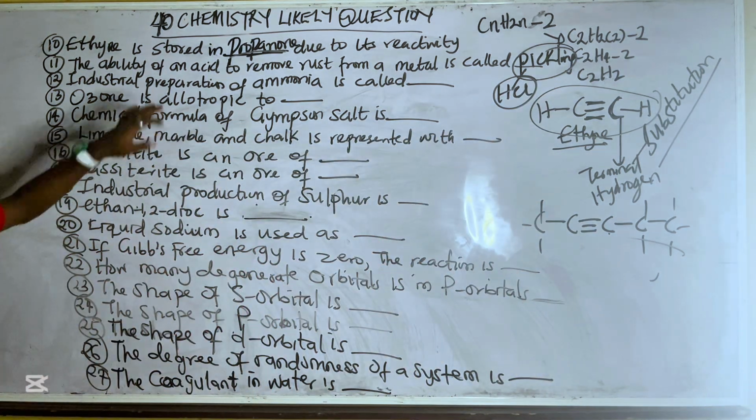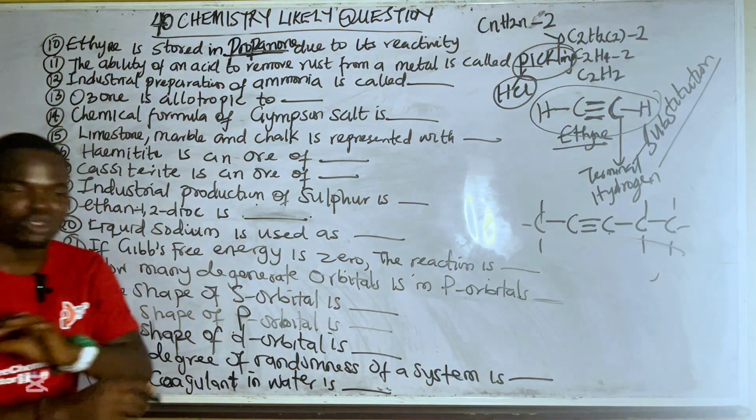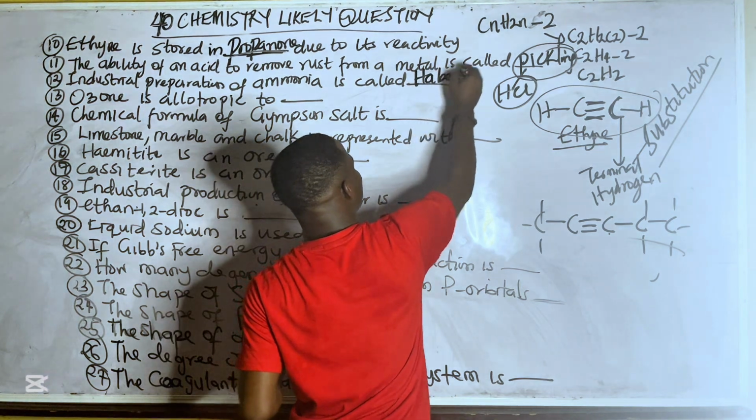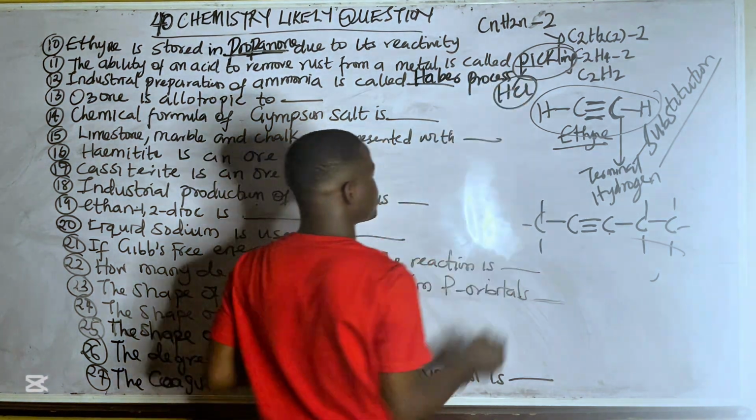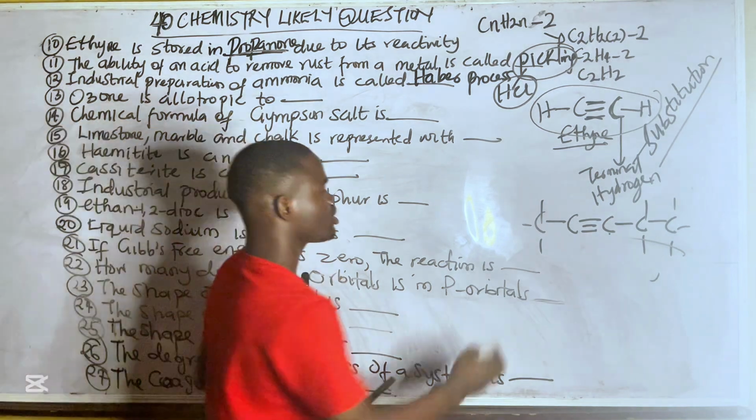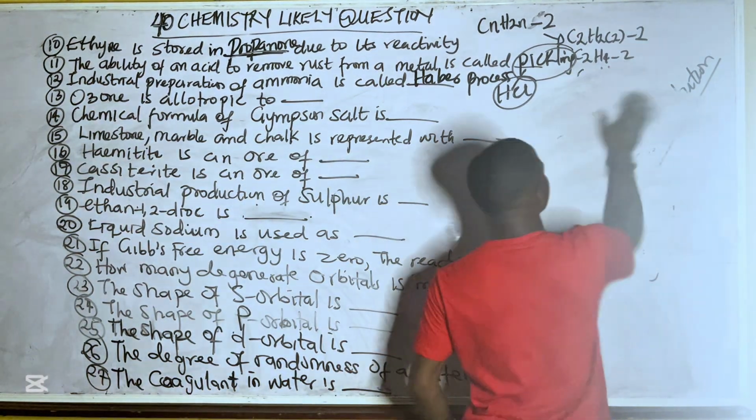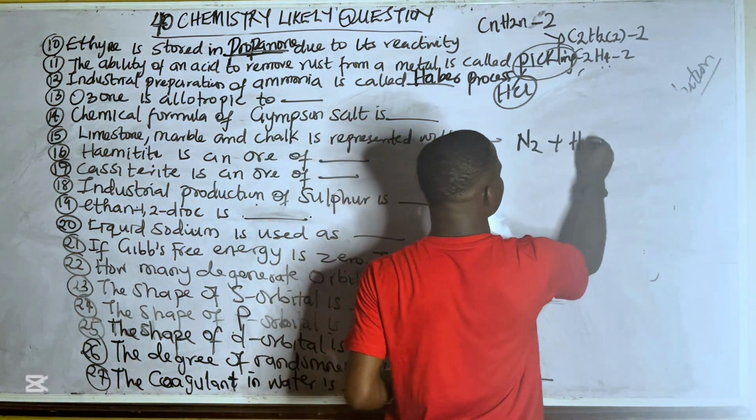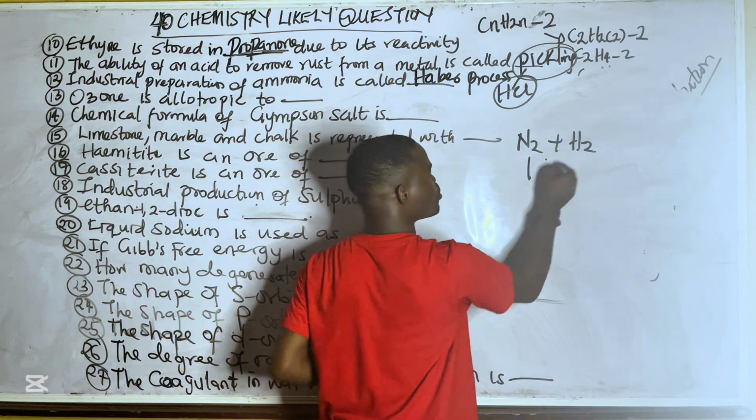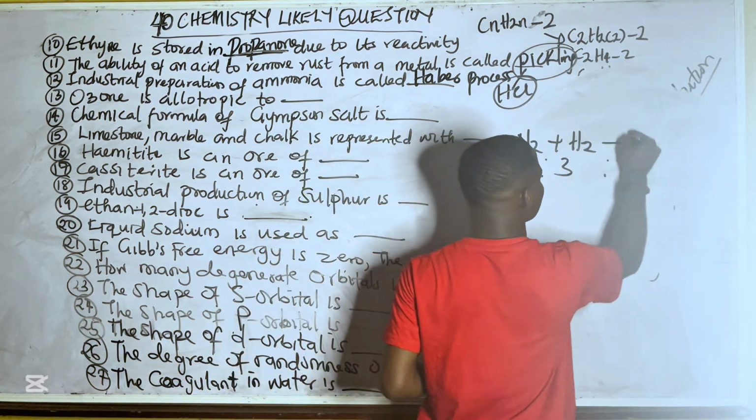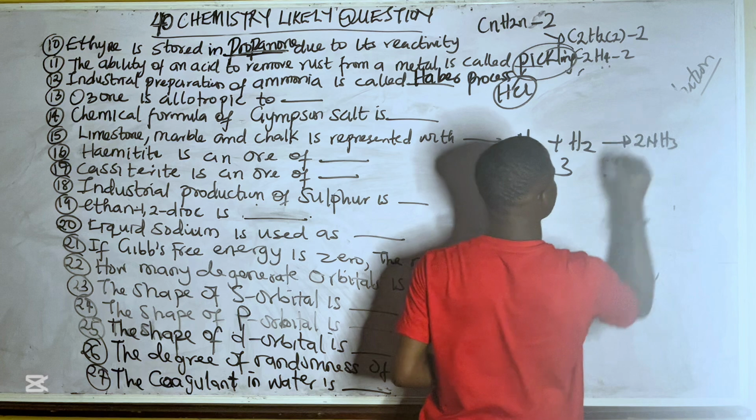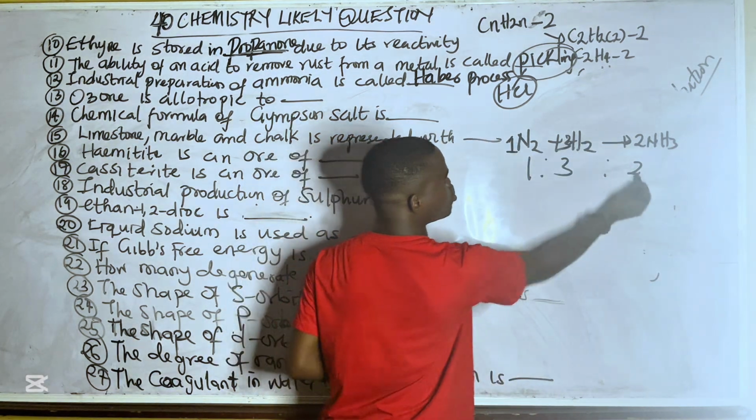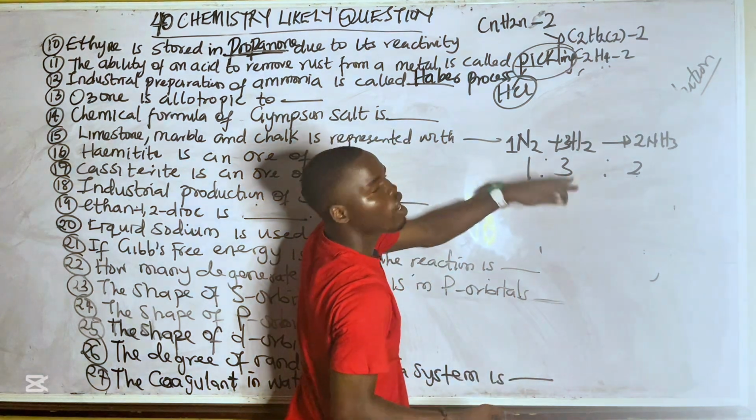Number 12. Industrial preparation of ammonia is called dash. You must know this one. It's called Haber process. Now, what must you know about Haber process? You must know that the reaction is very, very important. It is when nitrogen and hydrogen gas react in the ratio 1 to 3 to form 2NH3. Then this will be balanced by putting 3 here. So the ratio is 1 to 3 to 2. This process is called Haber process.